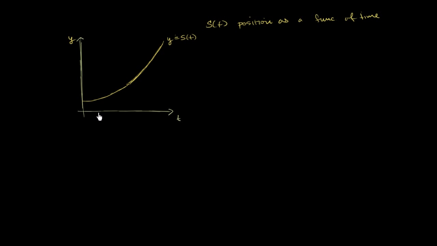And now let's think about what happens if we want to think about the change in position between two times. Let's say between time A, that's time A right over there, and then this right over here is time B. So what would be the change in position between time A and time B?